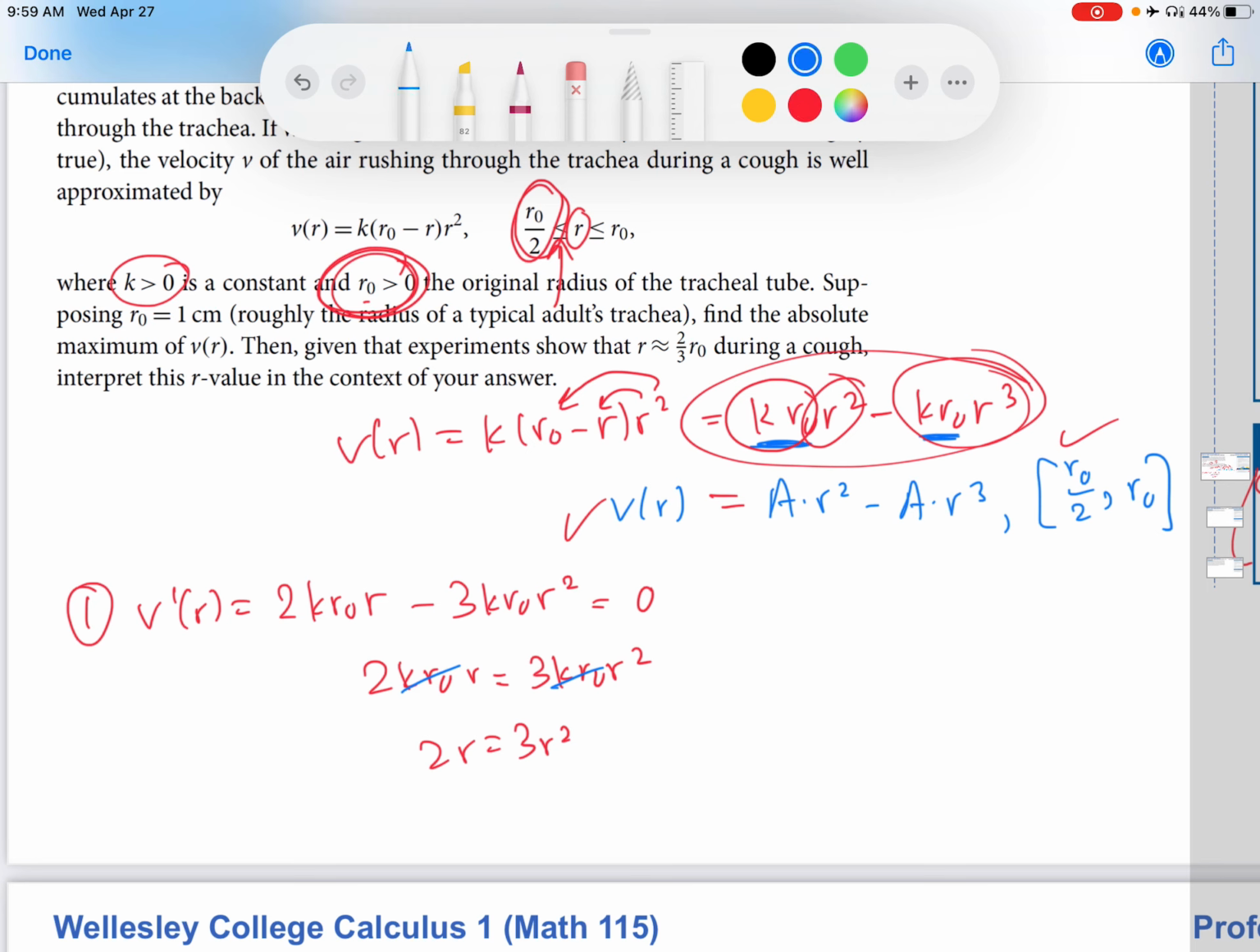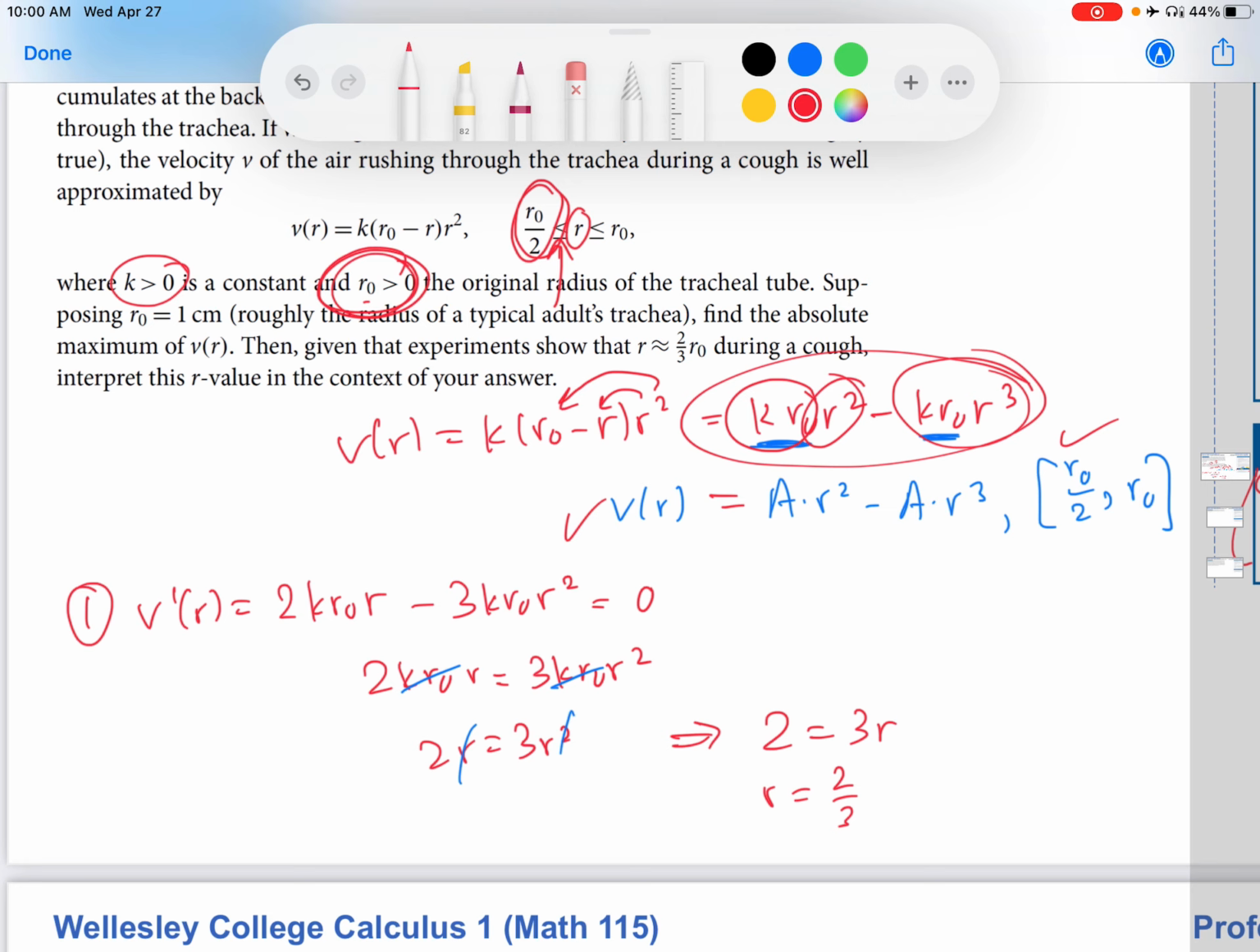So I'm going to safely cancel out one of the r's, and that leaves me with 2 equals 3r. So r equals 2/3. Great. So r equals 2/3 is the r value that I have that I can try to look at. That's the critical number that I get.